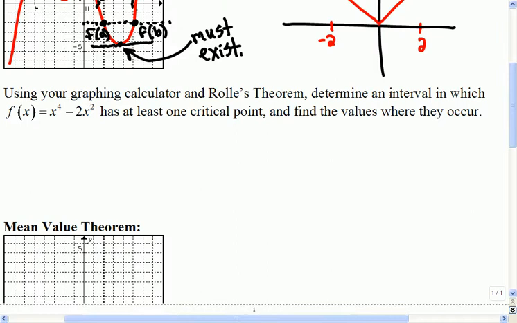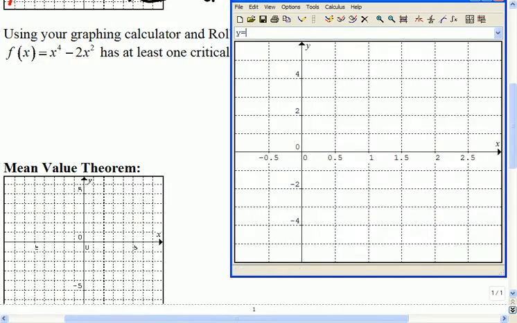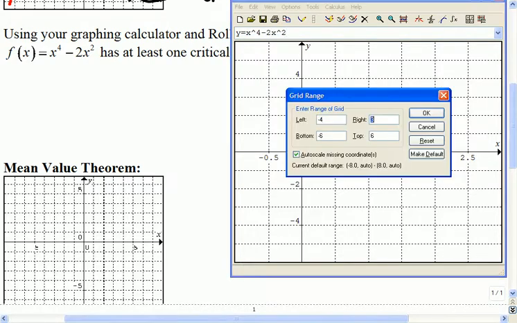With an existence theorem, all we're going to do is use it to show that something's true. So for example, if I'm going to use Rolle's theorem, let's determine an interval in which this function has at least one critical point. I'm going to put the graph up on the screen so you can see it. It's x to the 4 minus 2x squared, and I'm going to make my range negative 4 to 4, and 10 and 10. Something like that should give us a good picture.